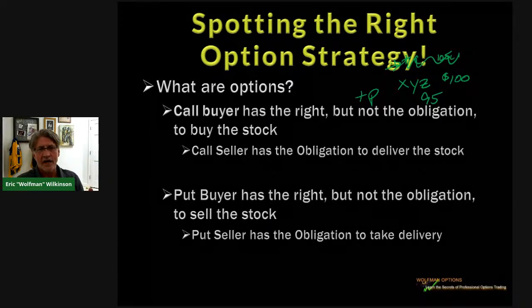So an easy way to remember this is: you call up and you put down. If you're really new to options, that's the easiest way to remember it from the buyer's perspective. That's how we used to teach newer traders on the floor how to remember: call up, put down. If I'm a buyer, I want it to go up if I buy a call, and I want it to go down if I buy a put.